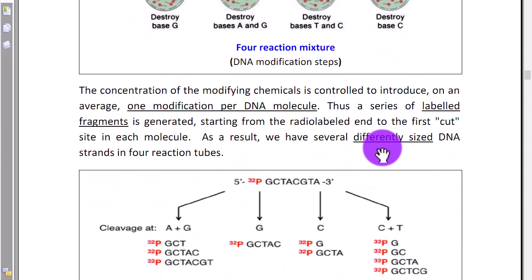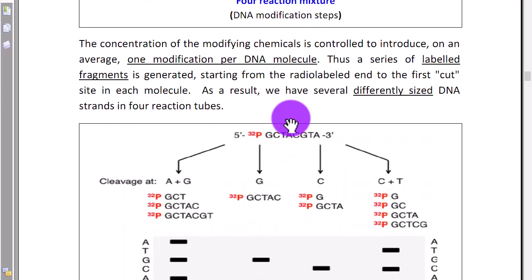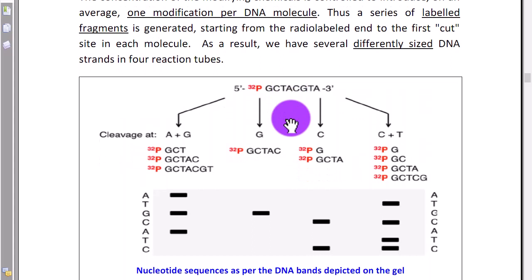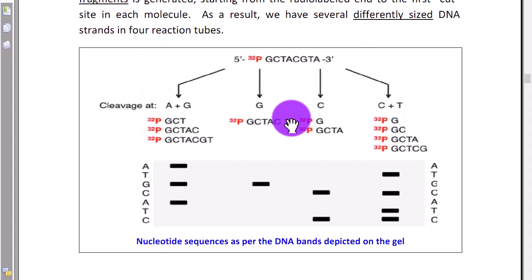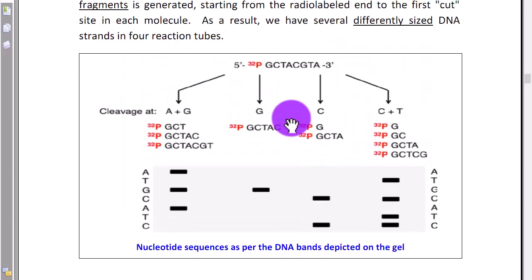The concentration of the modifying chemical is controlled to produce on average 1 modification per DNA molecule. Thus, a series of labeled fragments is generated starting from the radio-labeled end to the first cut. As a result, we have several different sized DNA strands in 4 reaction tubes.